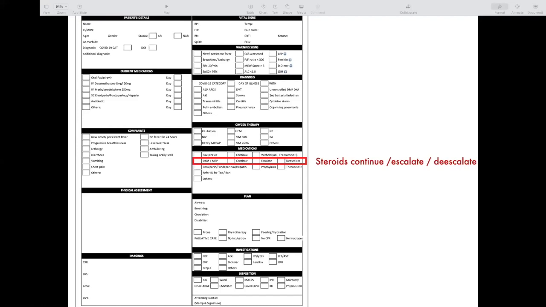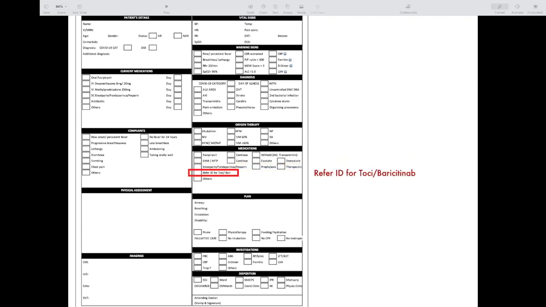Again, I want to show you in our daily progress note, we should document whether we continue, escalate, or de-escalate our steroid therapy based on the patient's condition, the anticoagulant, and whether we refer ID for tocilizumab.